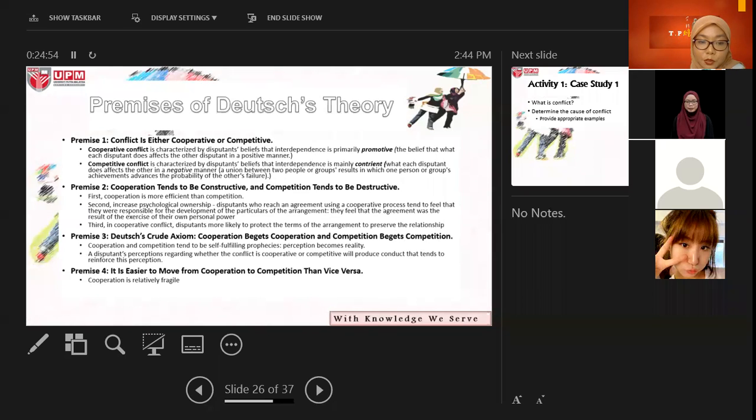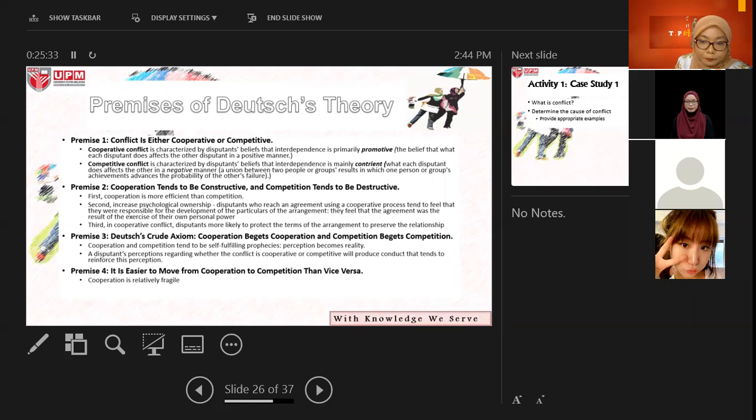Simple. Okay, premise 3, Dutch crude axiom. Dia kata cooperation begets cooperation and then competition begets competition. Situ maksud dia kat sini, if the conflicting situation is seen to be cooperative, so meaning that it will encourage the cooperative effort. But if the conflict ni is seen to be competitive, a competition, then it also will encourage competition efforts between parties. Okay, between the opponent or parties.